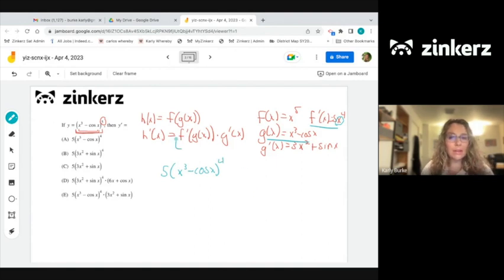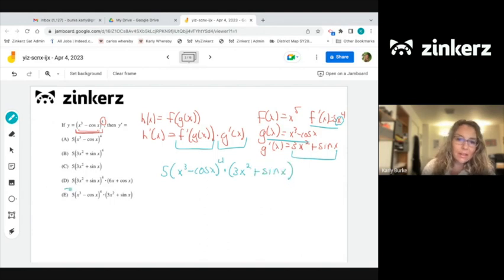Now you're not done. You've just done this part. Now you have to do g prime of x, which is down here. Make sure you put it in parentheses, 3x squared plus sine of x. If you take a look, the answer is E.